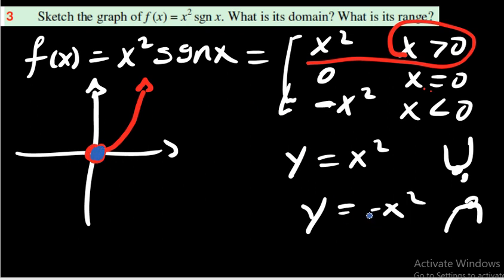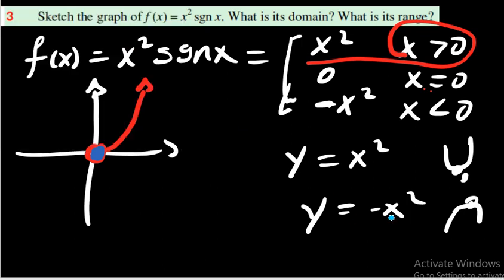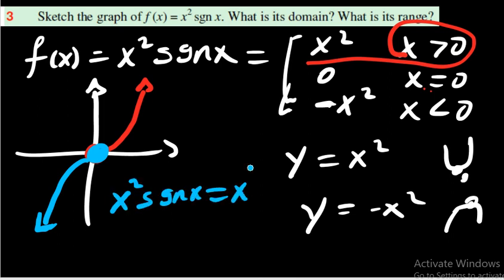The third one is y is equal to negative x squared. Again, this graph will be a downward parabola. But it works only for x less than 0, which means I have to rub out the right wing. So the graph will be up right and down left passing through the origin. This is a graph of an odd function. So x squared signum x is the same as the x cubed graph.